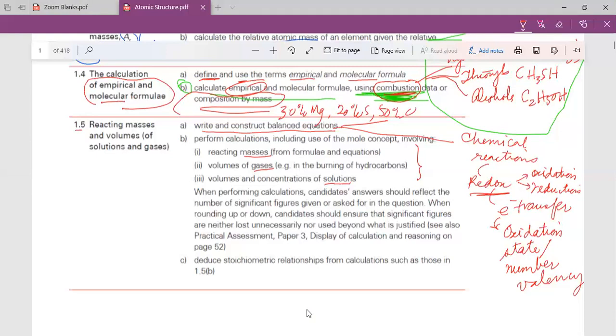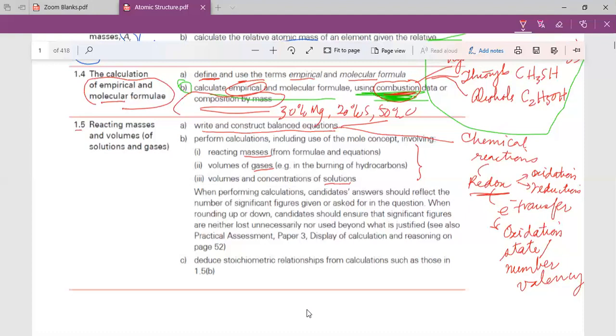Now remember, oxidation states involve two kinds of substances. One, of course, is ionic substances, ionic compounds. And then two, covalent compounds. Now for ionic compounds, it's quite simple. Ionic compounds are formed by electron transfer between metals and non-metals.